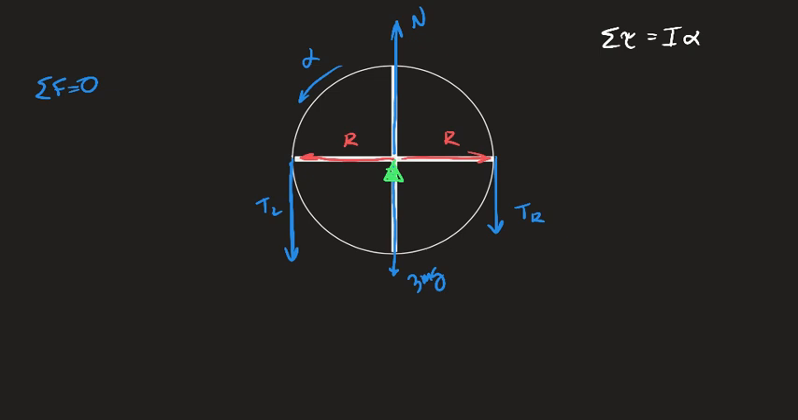Having a massive pulley means that there's going to be a change in the tension as it goes around the pulley. The only way I'm going to solve this is if I can find a way to relate TL and TR. That's where torque comes in. We need to create a torque relationship. Now, just a reminder, torque is defined as R cross F, or in the circumstance of the magnitude, R times F times the sine of the angle.